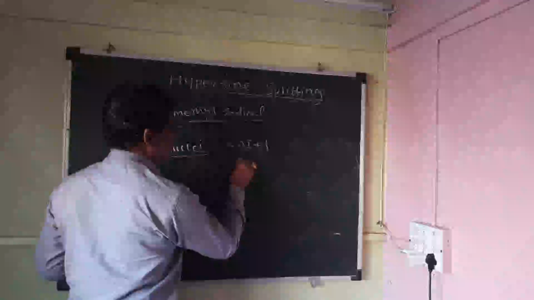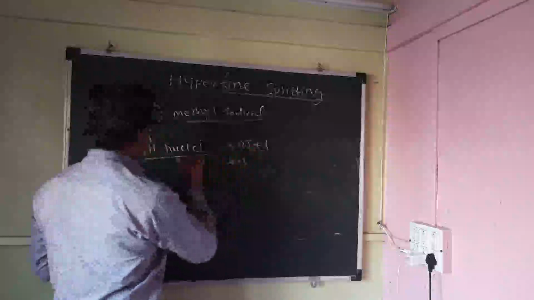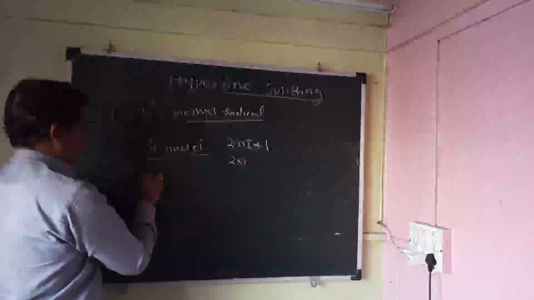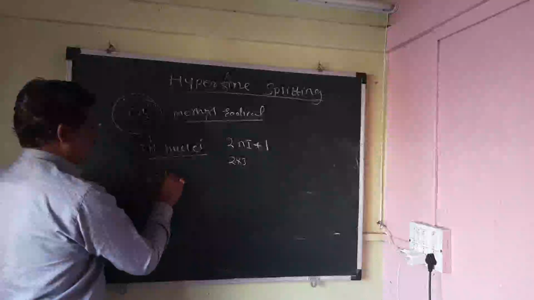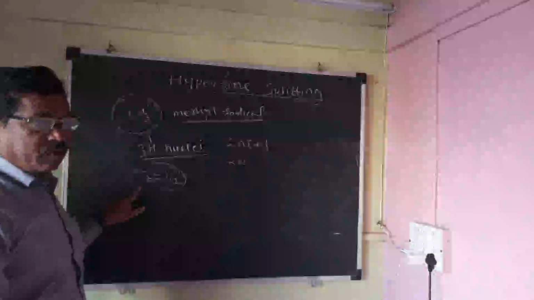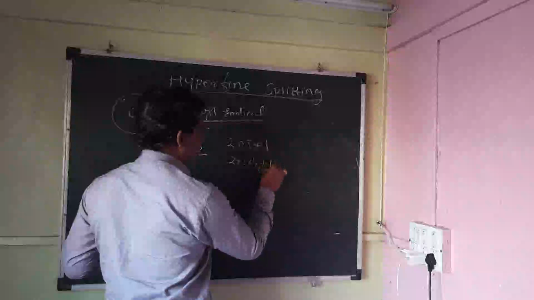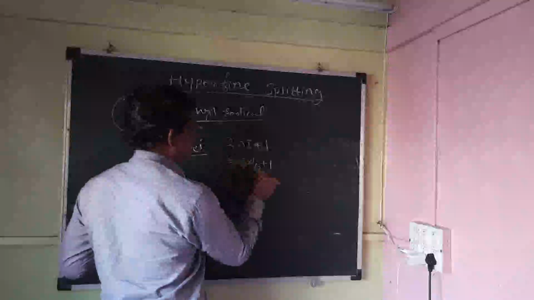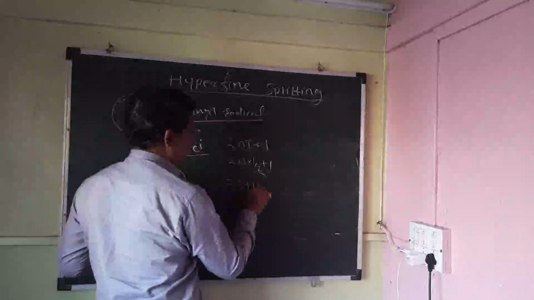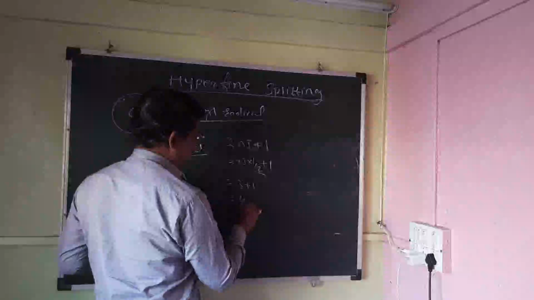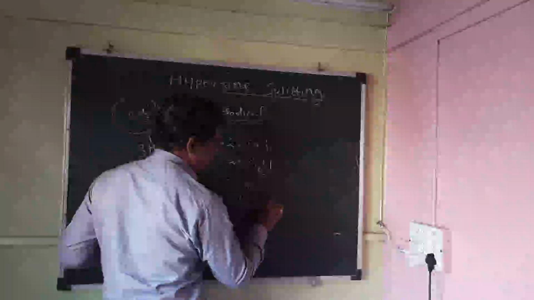So 2 into 3, and I is equal to 1/2 for hydrogen. Hydrogen has 1/2 spin, the spin of the nucleus, not the spin of electrons. Therefore 2 into 3 into 1/2 plus 1, which is 3 plus 1 equal to 4. These are 4 lines.